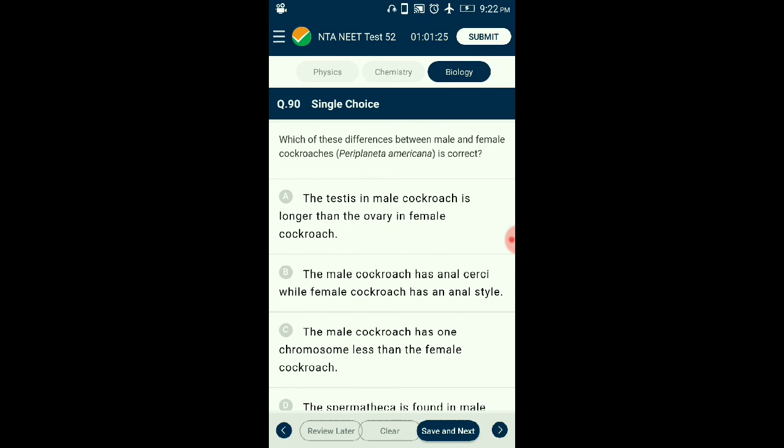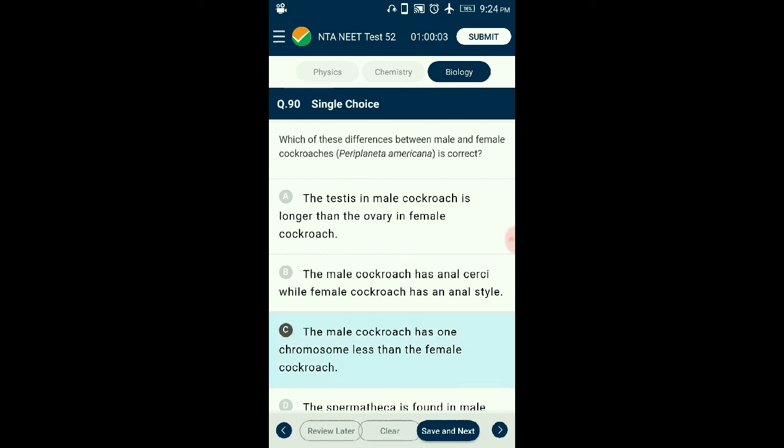Males bear a pair of short thread-like anal styles which are absent in females. In both the sexes, the 10th segment bears a pair of jointed filamentous structures called anal cerci. A pair of spermatheca is present in the 6th segment of the female cockroach, which opens into the genital chamber. Their fertilized eggs are encased in capsules called ootheca. Periplaneta americana has XO type of sex determination. Females have 34 chromosomes, that is 32 plus 2 X chromosomes, and males have 33 chromosomes, 32 plus 1 X chromosome. So the answer for this question is option C.